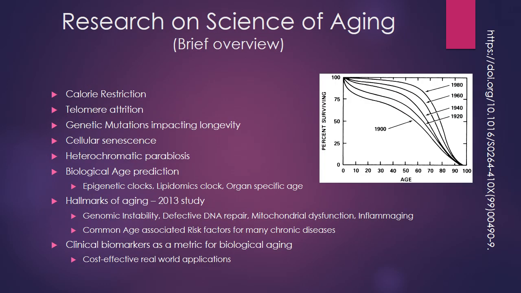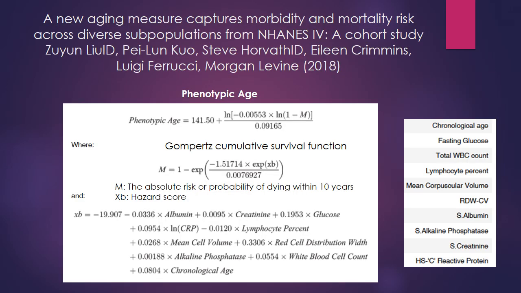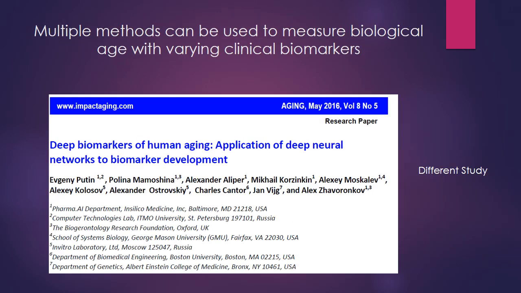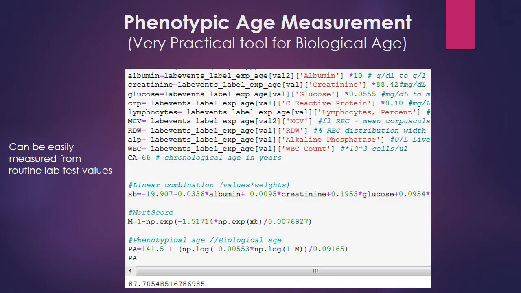Research on the science of aging. Brief overview. Highlights core longevity research concepts including caloric restriction, telomere attrition, cellular senescence, epigenetic clocks, hallmarks of aging, etc. Phenotypic age. This slide shows the article that details the main metric called phenotypic age, used for measuring biological age covered in this presentation. Multiple methods can be used to measure biological age with different sets of clinical biomarkers. The slide highlights one such article that details application of deep neural networks for biological age measurement.